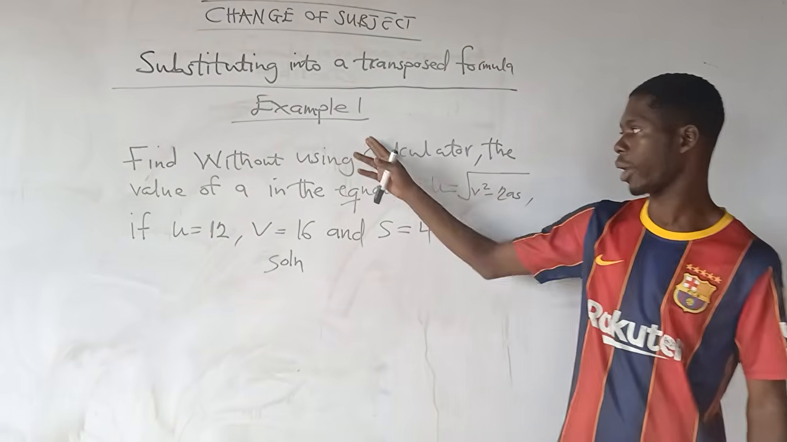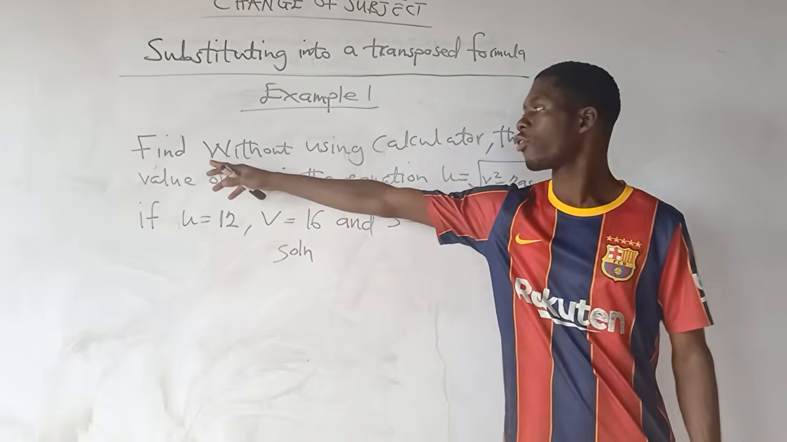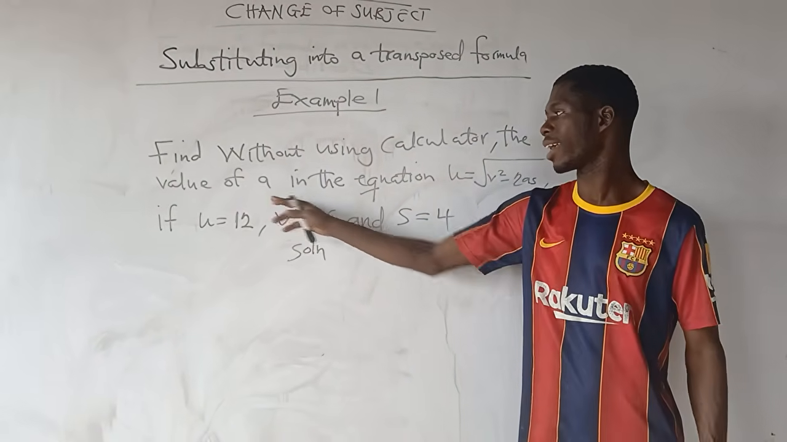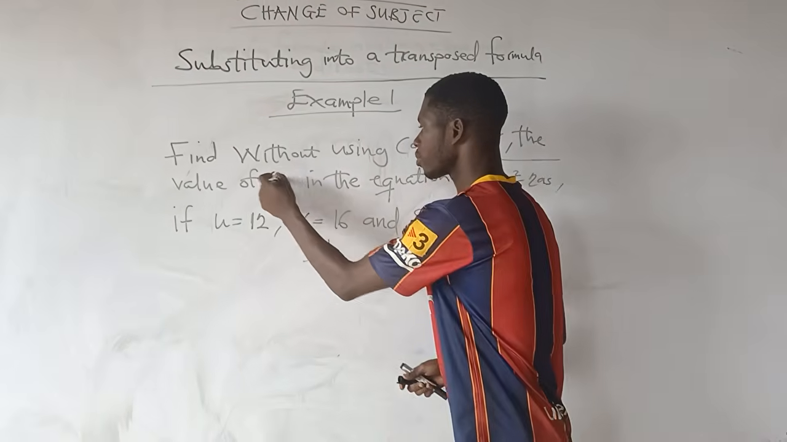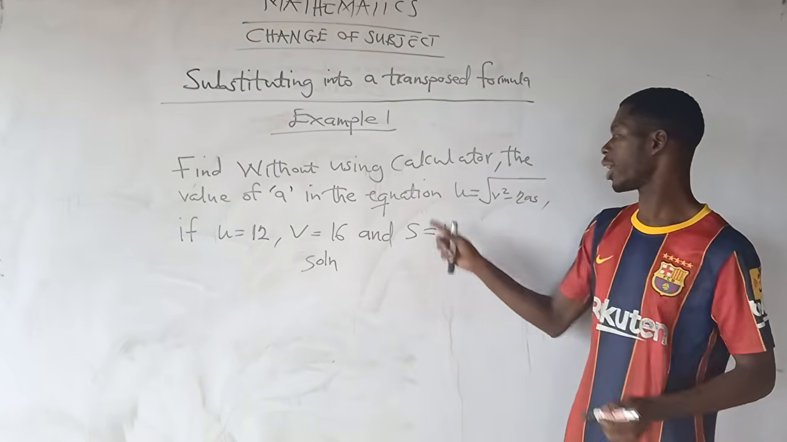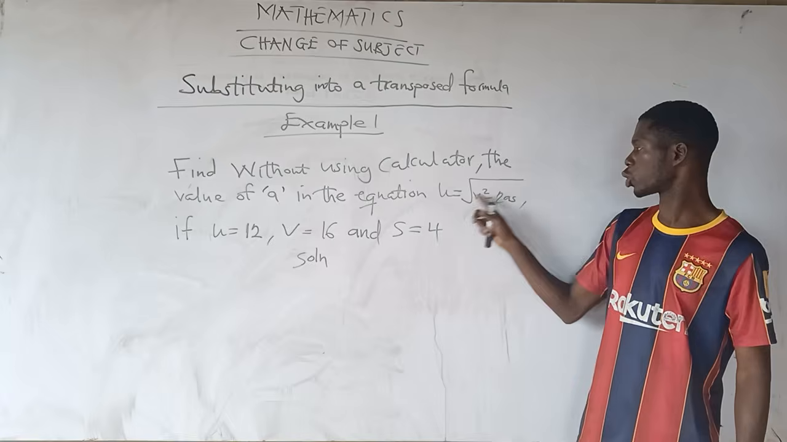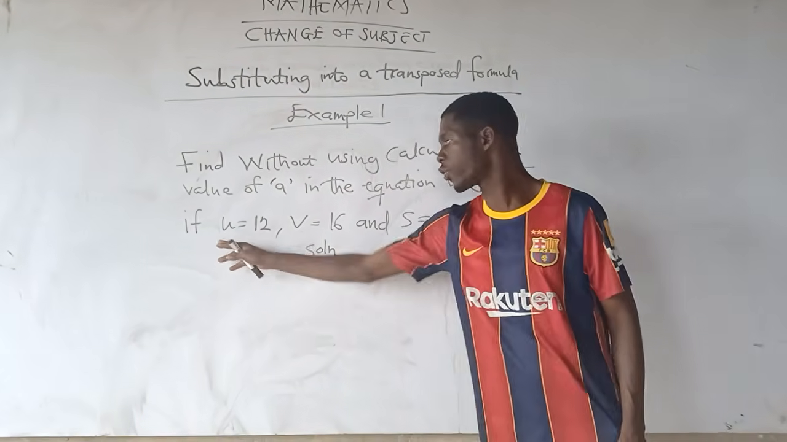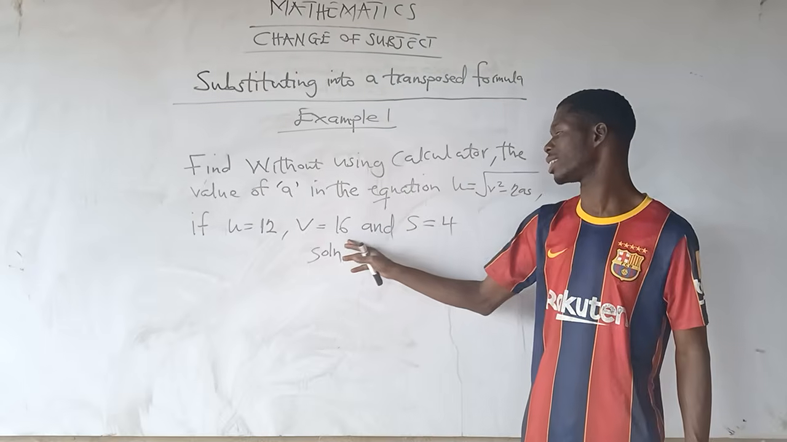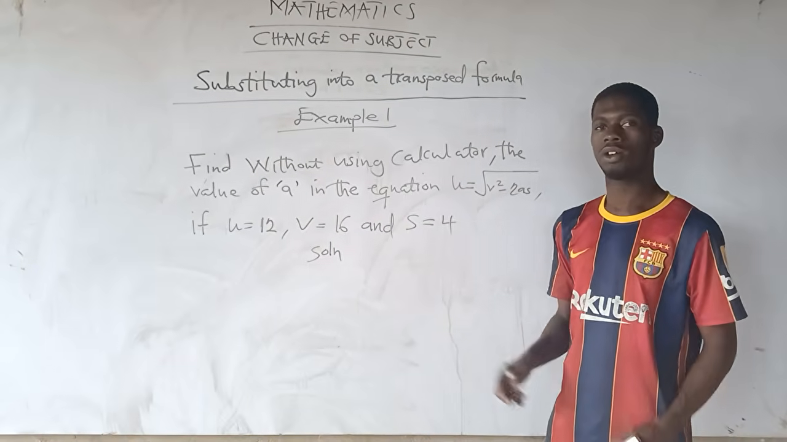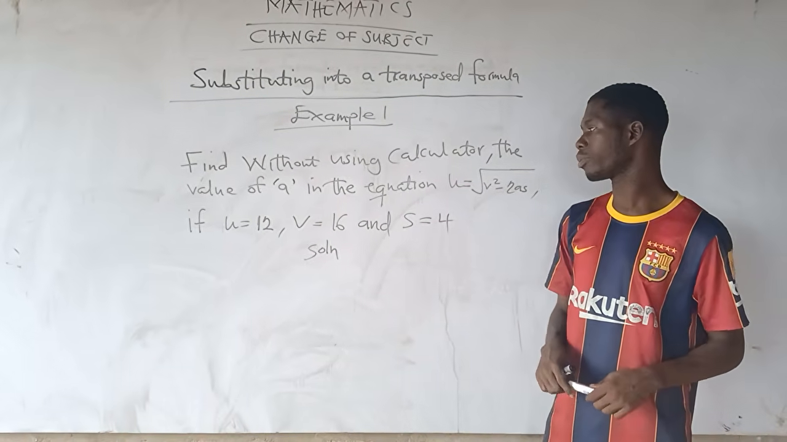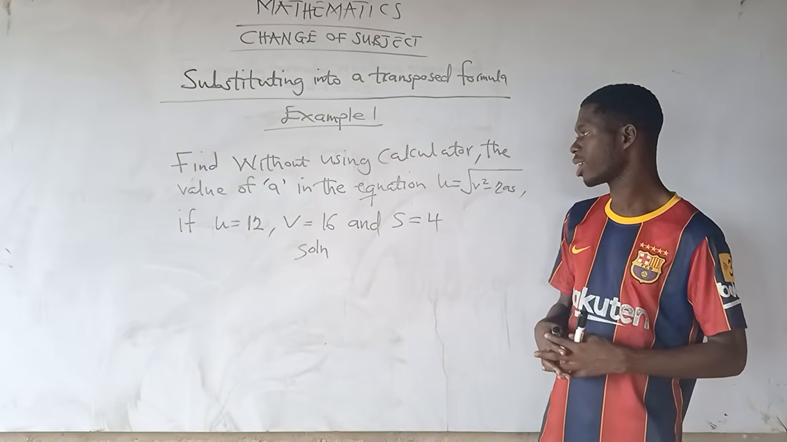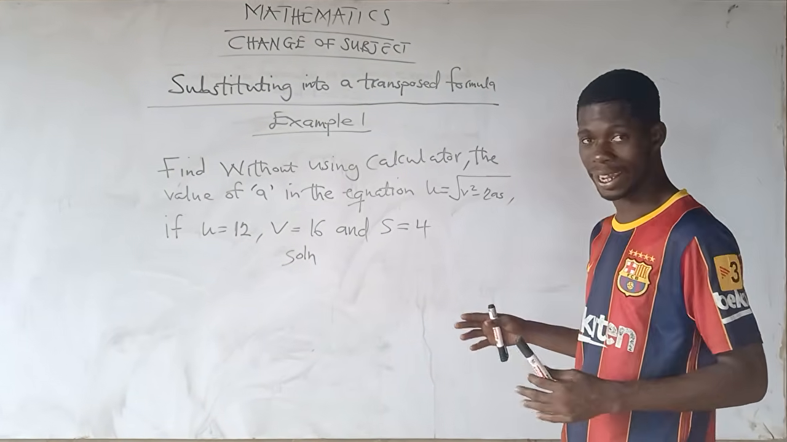So example 1. It says find, without using a calculator, the value of a in the equation u equal to root of v squared minus 2as, if u equal to 12, v is equal to 16, and s equal to 4. So you are to substitute and get the right answer. You are finding a.